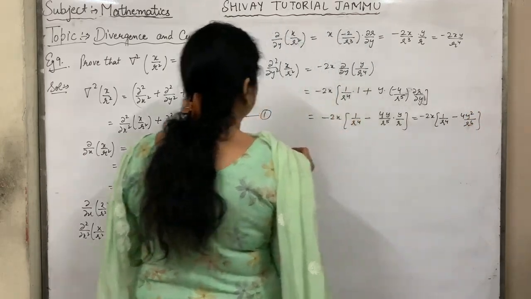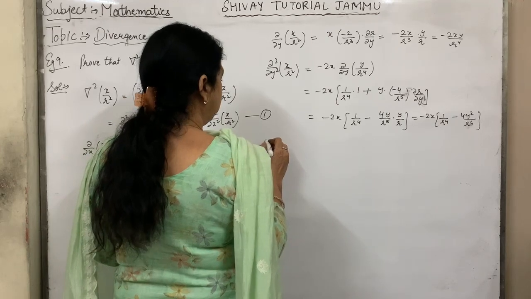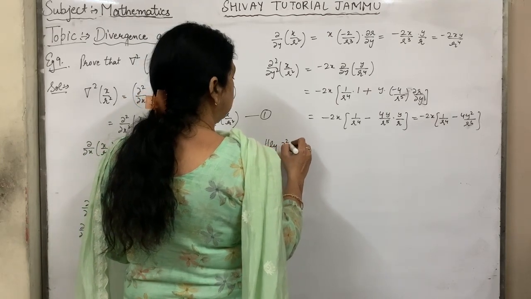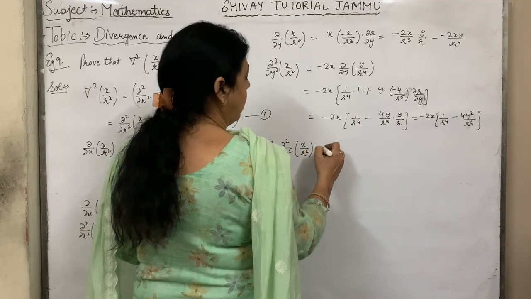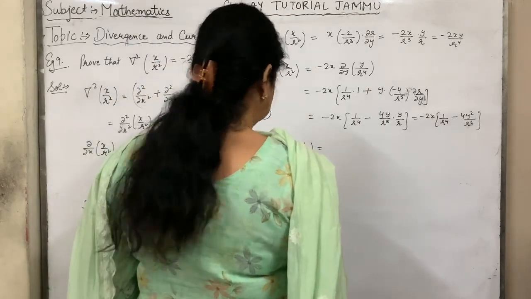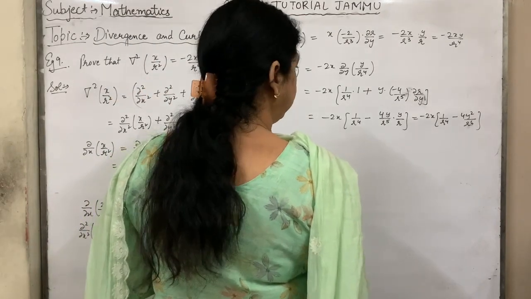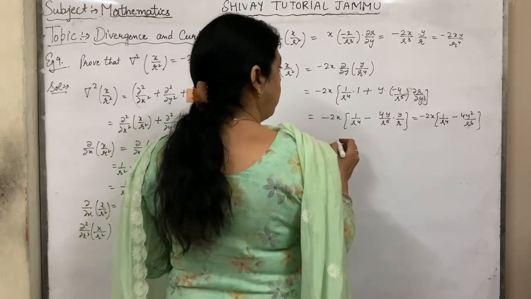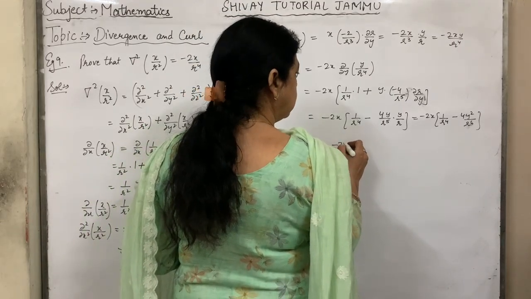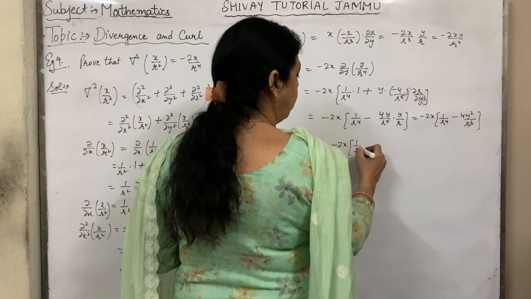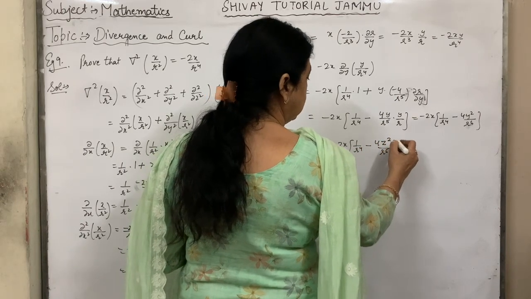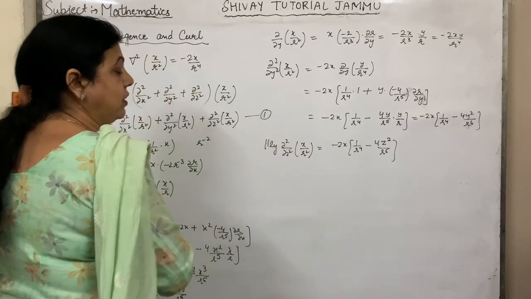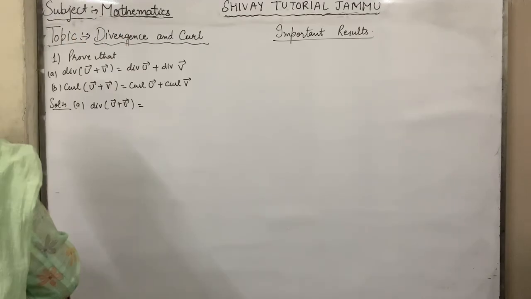Okay. Now, similarly, I will do ∂²/∂z² of x/r². I will change y to z, but the rest remains the same. It will become minus 2x times 1/r⁴ minus 4z²/r⁶. This is double differentiation with respect to z.